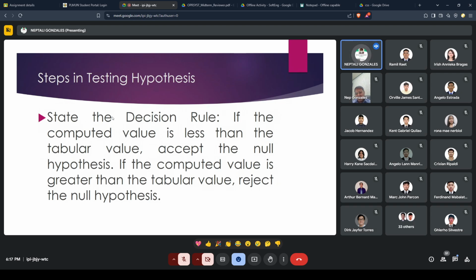Next is to state the decision rule. If the computed value is less than the tabular value, we will accept the null hypothesis. If the computed value is greater than the tabular value, we will reject the null hypothesis.